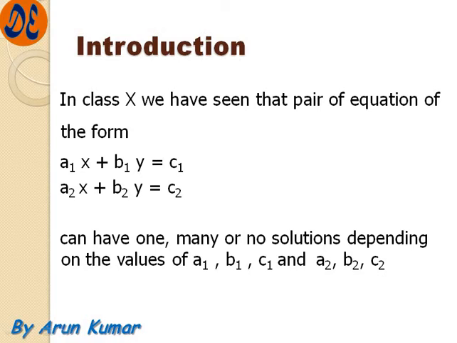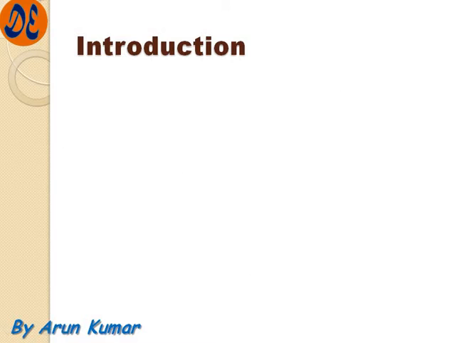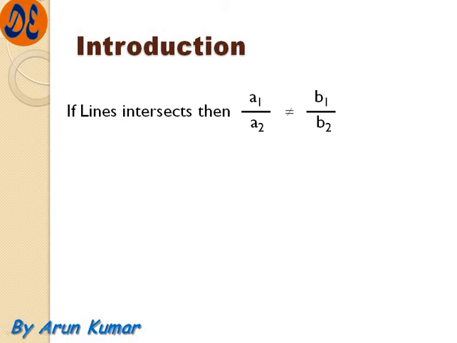They all depend on the values of a1, b1, c1 and a2, b2, c2. So we will see how this depends. If the lines intersect each other, then there is only one solution, and in that case a1 by a2 is not equal to b1 by b2. That means if you find that a1 by a2 is not equal to b1 by b2, you can understand that there is only one solution. The lines are intersecting each other. In other words, we can write a1 into b2 minus a2 into b1 is not equal to 0.